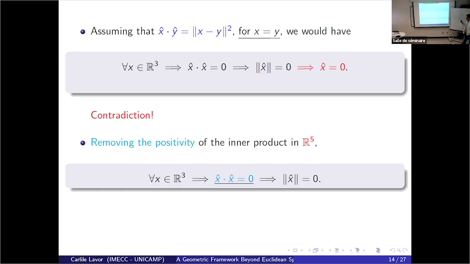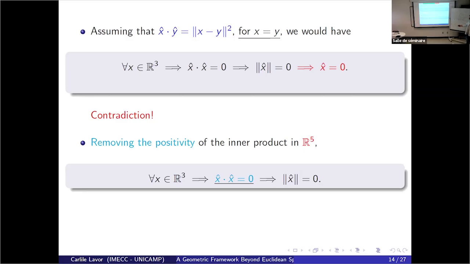For two reasons. First, note that when we remove the positivity of the inner product in R5, this equation is no more trivial. Because when we have the positivity, the solution is trivial. But when we remove it, this equation is not trivial anymore. This is strange, yeah? First observation. Second observation, what is the meaning of this implication?